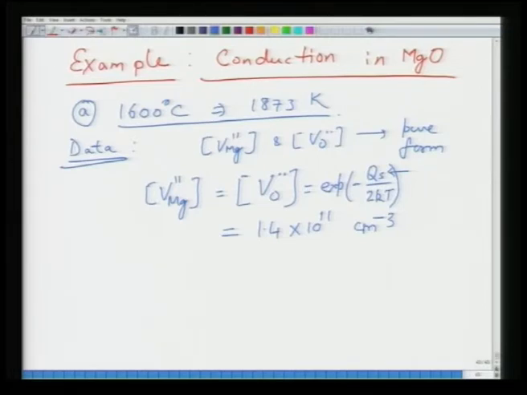And this can be calculated to be 1.4 into 10 to the power 11. Okay. So, this is your ionic defect concentration. And now, your electronic defects concentration.